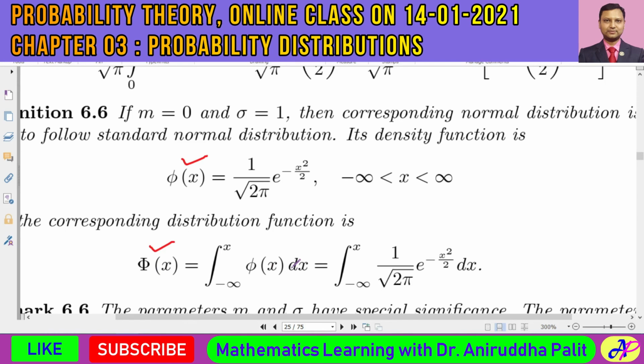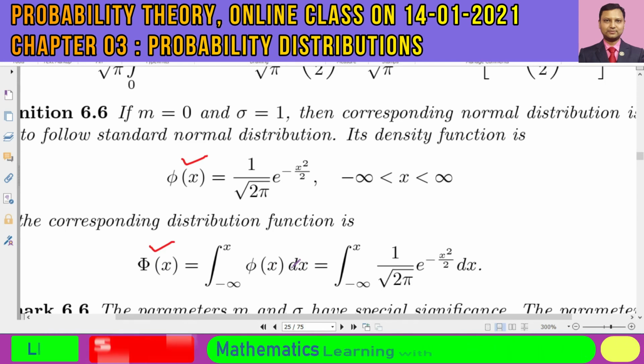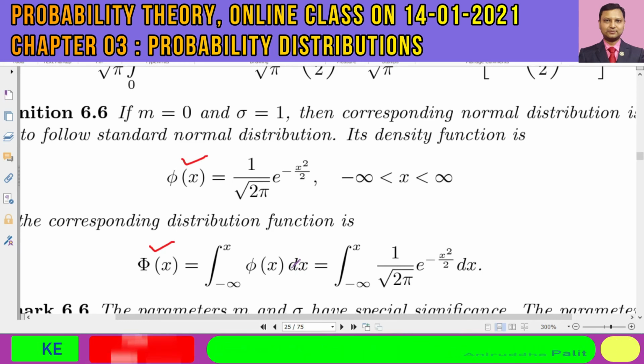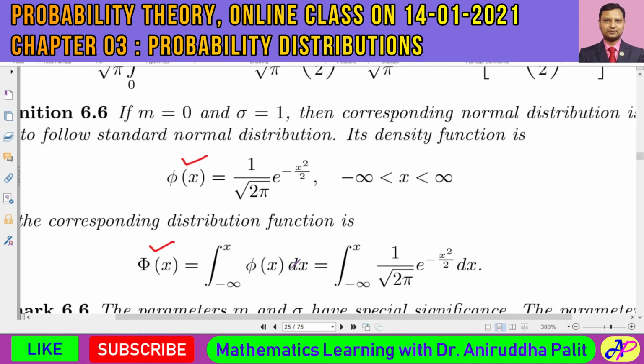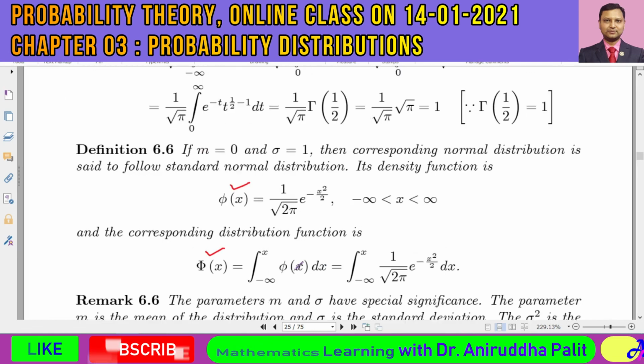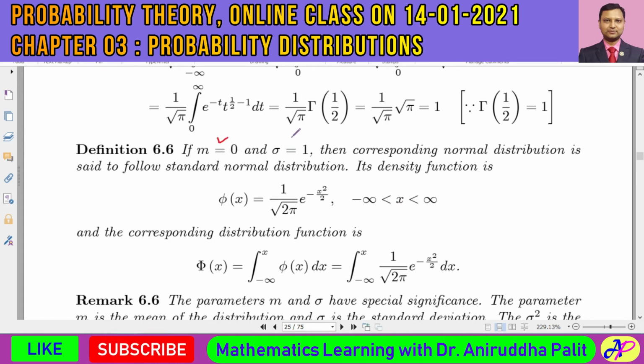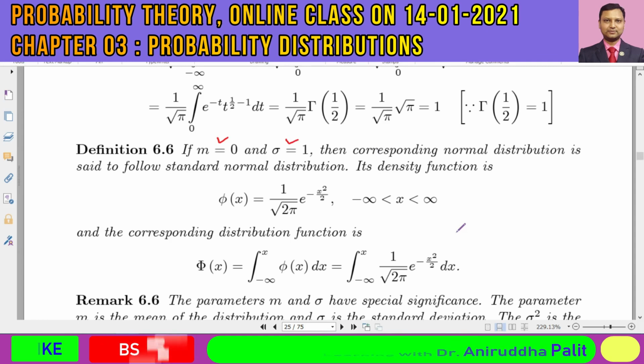These are two especially important distributions. One is the ordinary normal distribution, and the other is the standard normal distribution. That is actually the particular case of the normal distribution where m is equal to 0 and sigma is equal to 1.